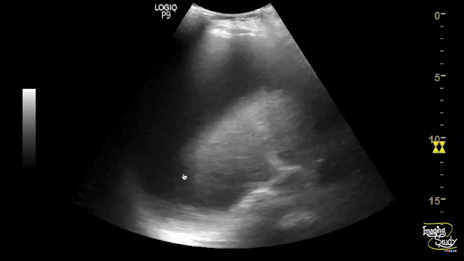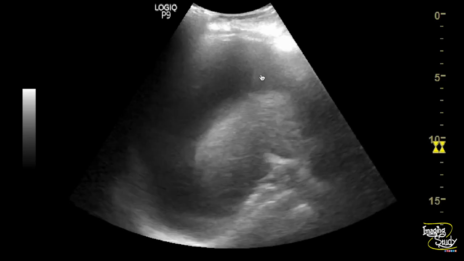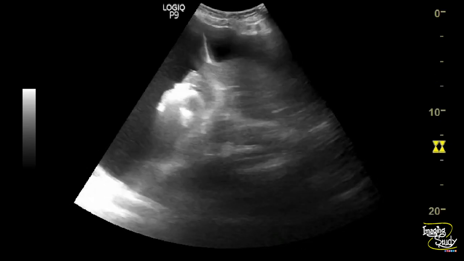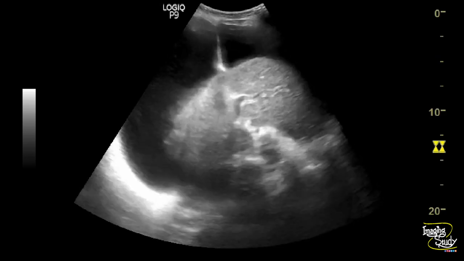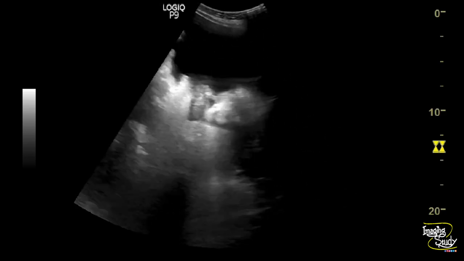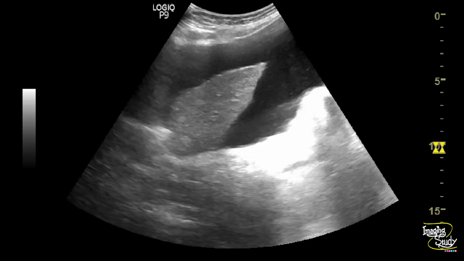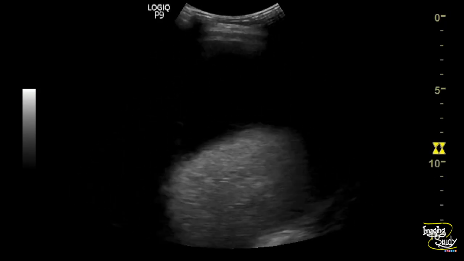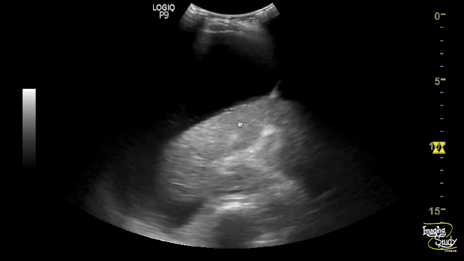Here's again a cirrhotic liver. You can see the liver is shrunken and there is a huge amount of ascitic fluid adjacent to it. You can see the ligament here. This is the left lobe floating within the ascitic fluid. This is the gallbladder with a thickened wall.